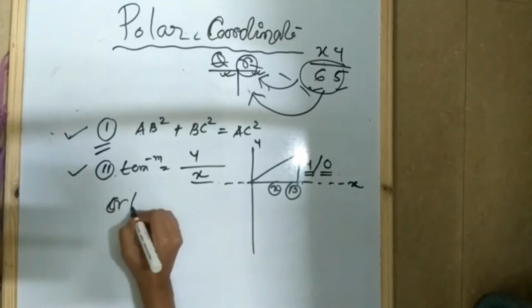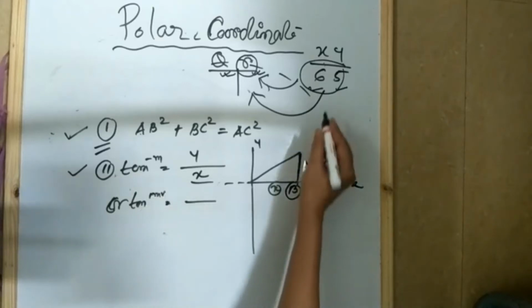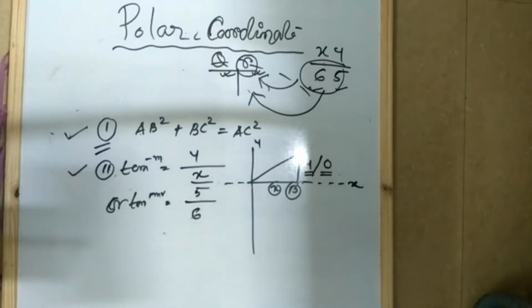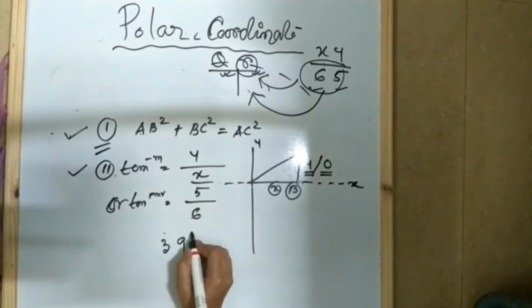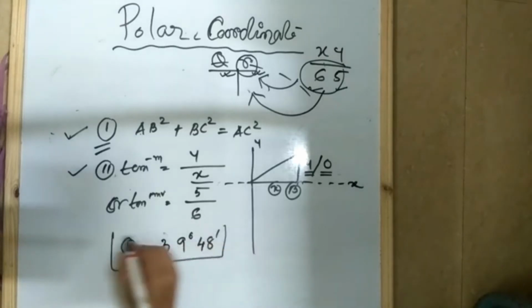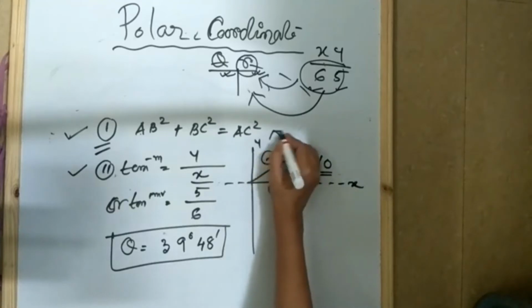Then tan theta is equal to y over x, where the y value is 5 and the x value is 6. Then you use the calculator: divide 5 by 6, press shift, tan inverse, equals, and press degree. It is 39 degrees 48 minutes. Theta is equal to that, and you can easily find the r value by using that formula.